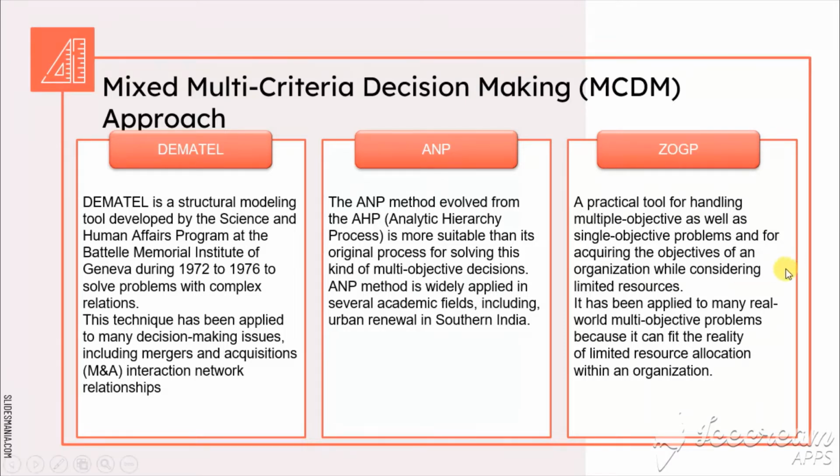The last approach in the hybrid model of MCDM is ZOGP. It is a practical tool for handling multiple objectives as well as single objective problems, and for acquiring the objectives of an organization while considering limited resources. However, the aim of the ZOGP method is not to optimize the objective directly. Instead, it attempts to minimize the deviation between the desired goal and the realized result, so as to provide suggestions to decision makers for resource allocation.